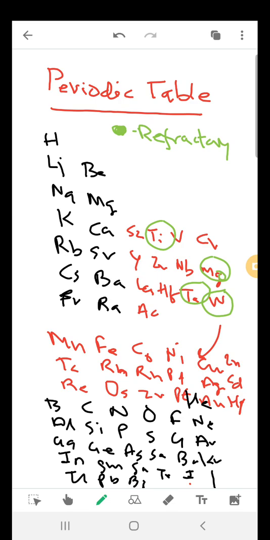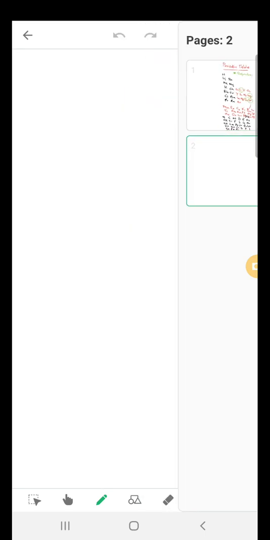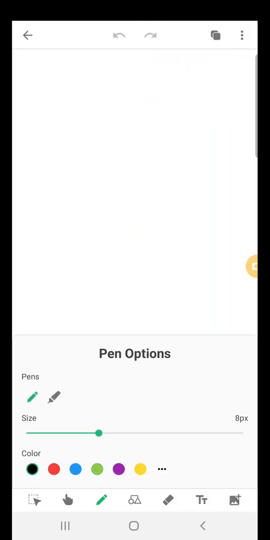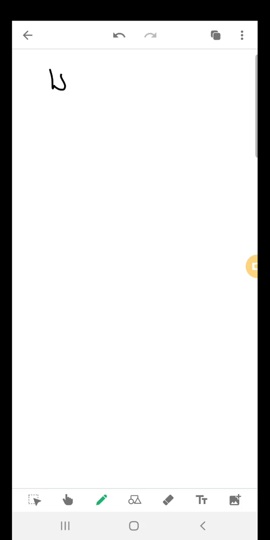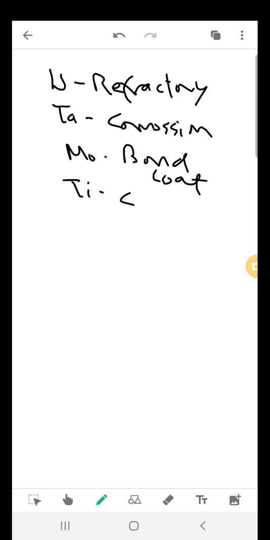Tungsten, for example, is a refractory metal used in high temperature applications. Tantalum is again used for corrosion resistance. Molybdenum is used in bond coats, and titanium is used for corrosion.